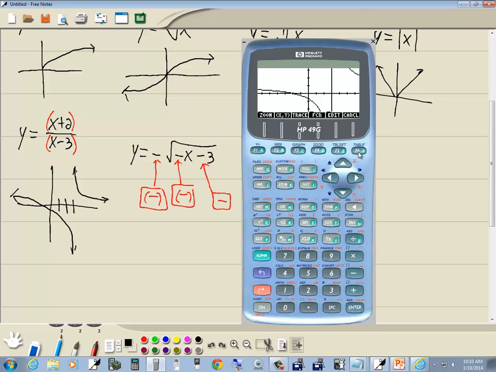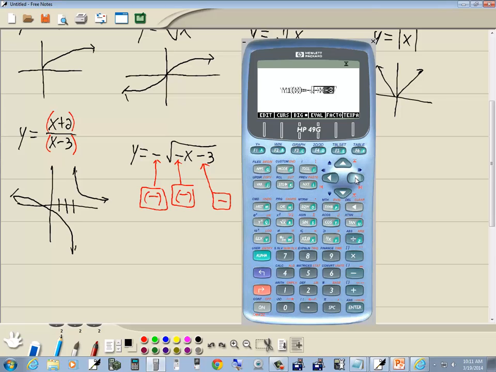Okay, so I'm going to press F6 to cancel, F5 to erase, and F1 to edit, and I'll do a backspace to get rid of those. There we go. We said the first one's a negative, so I'll do the negative key, and then I want the square root, and then a negative, and then I'll put my x in, minus 3.